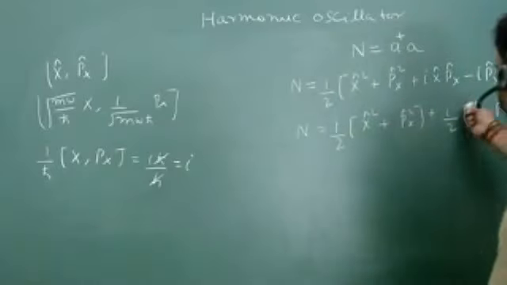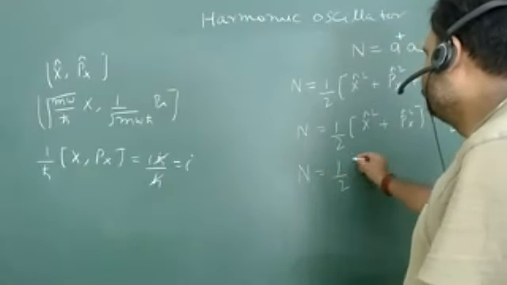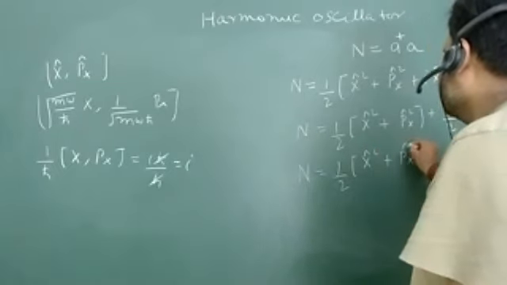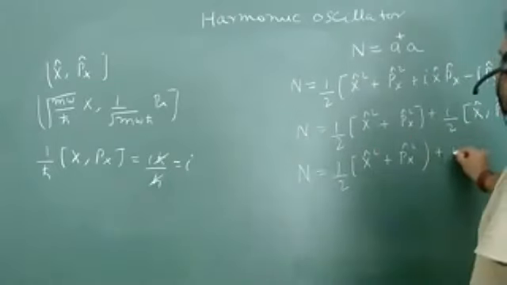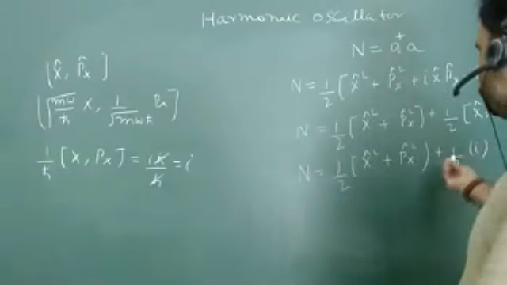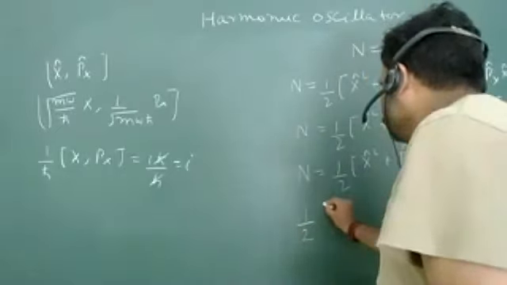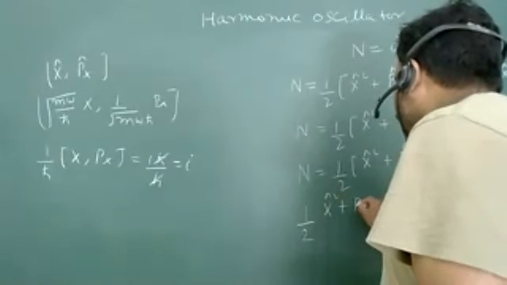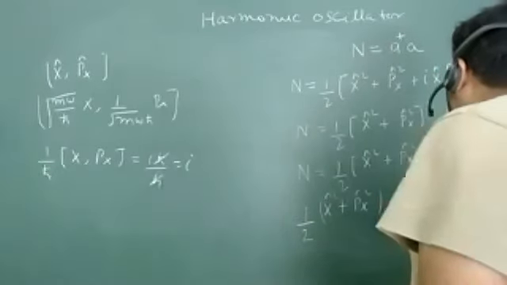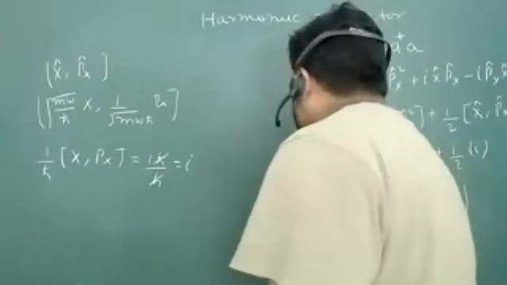And now I am just putting this particular thing. n is equal to half (x cap square plus px cap square) plus i by 2 into i, and this will be minus 1. So I can write this whole thing as a linear operator. Look, half (x cap square plus px cap square) is equal to n plus half. And this is nothing but h cap.